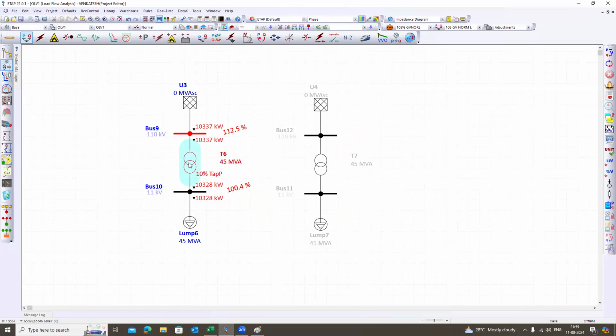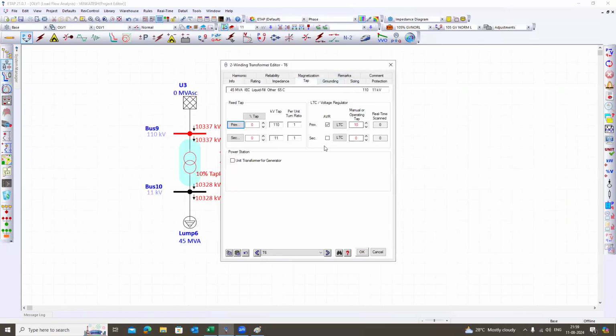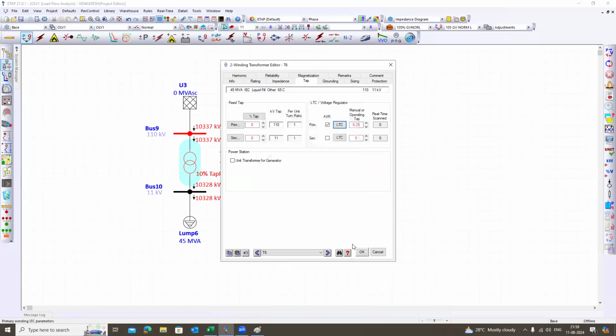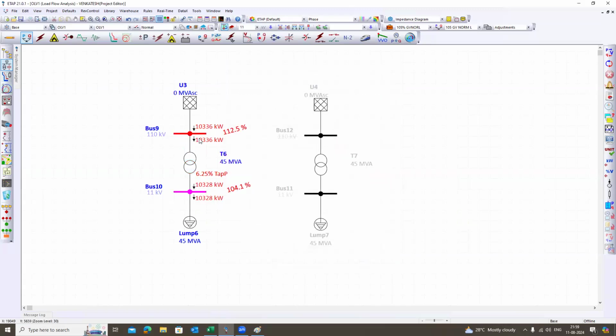Because how will the tap work? The tap works with a range, an upper band and a lower band. So if the voltage is well within the limit, it will try to adjust the voltage to that value. But the maximum tap that is required is 6.25%. With this 6.25%, we will be able to bring the voltage down to well within the limit of plus or minus 5%, right?